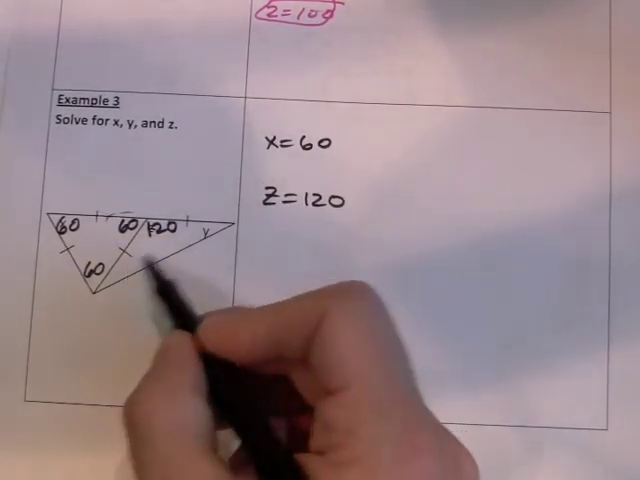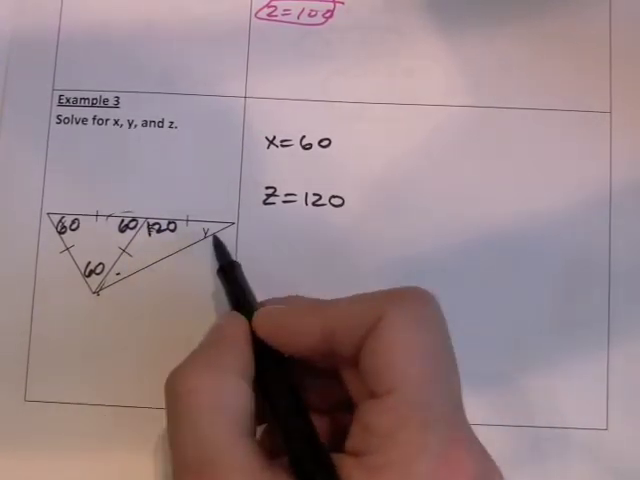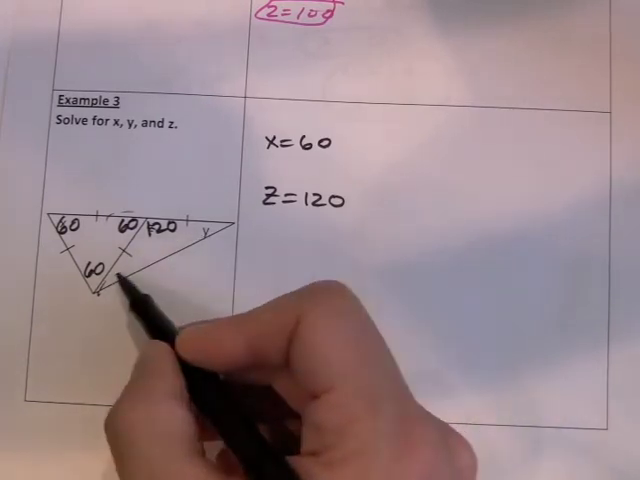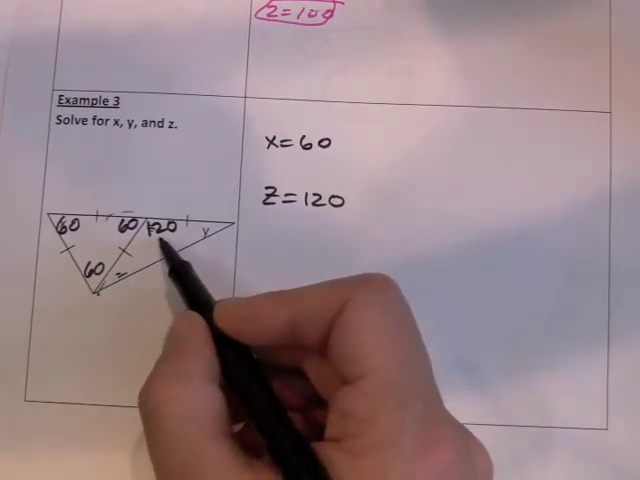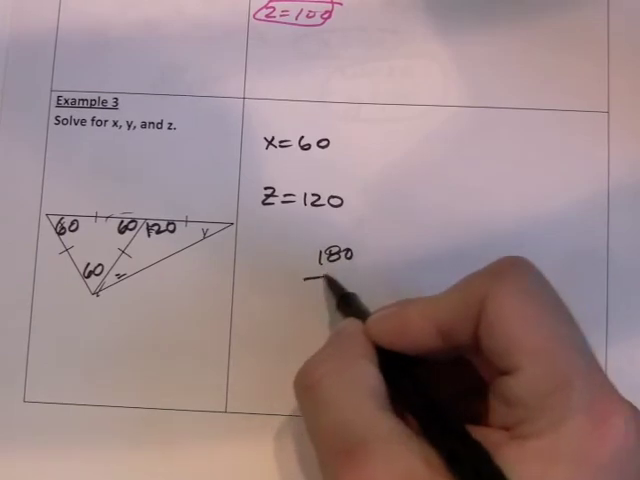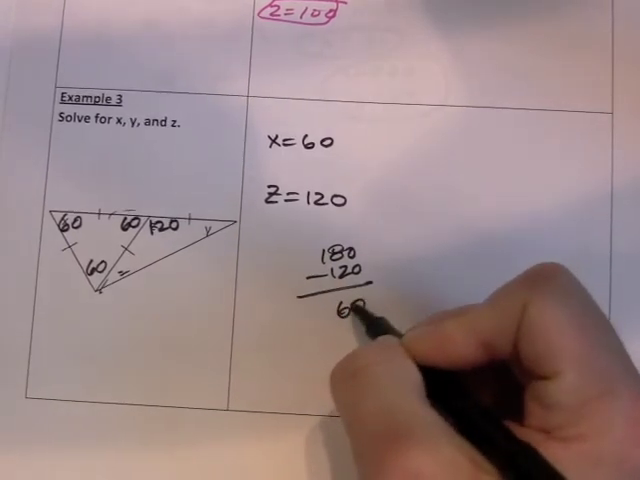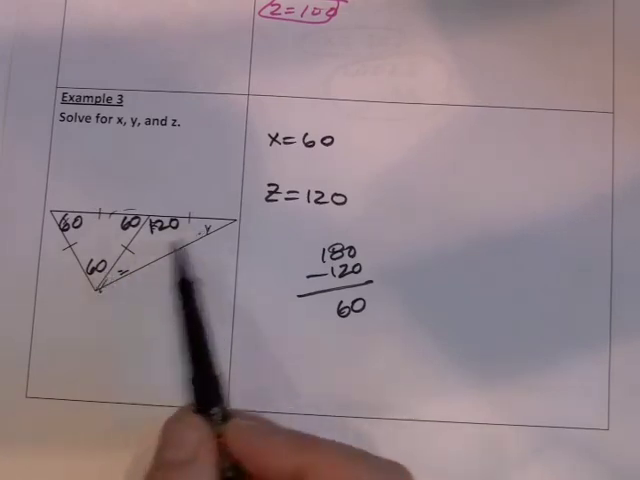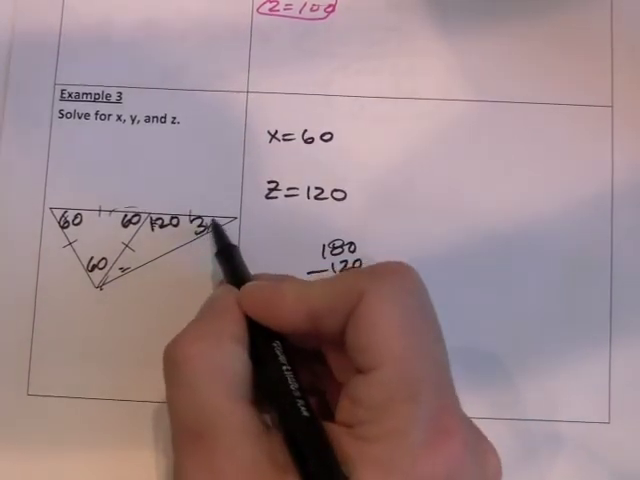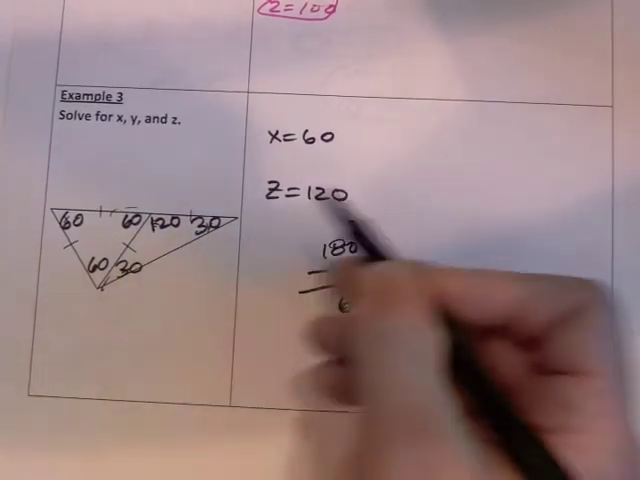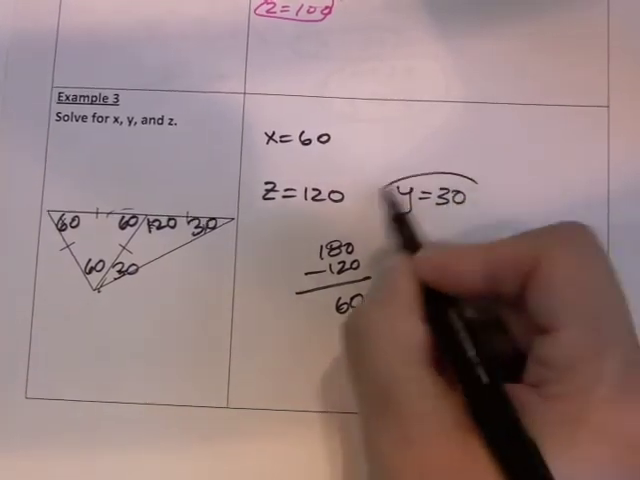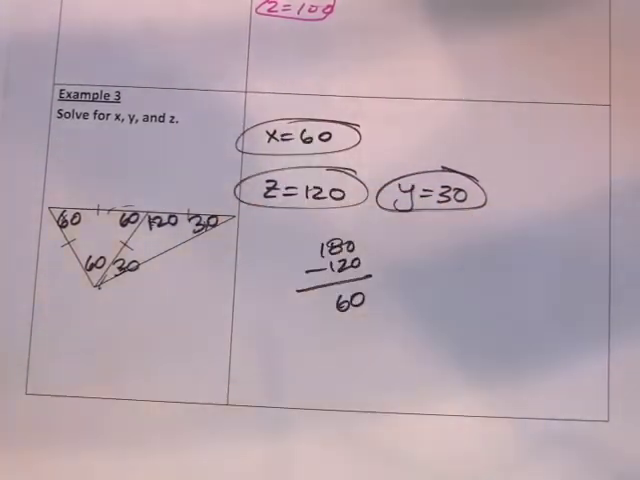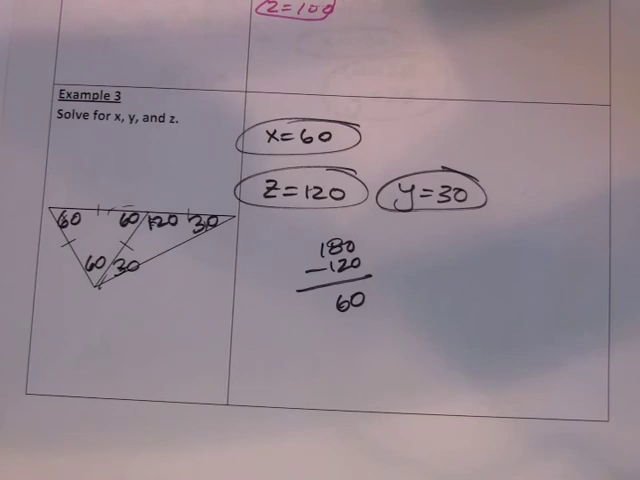And this is an isosceles triangle here. So these two base angles are going to be equal. So all I've got to do is take 180 minus 120, which gives me 60, and then divide it by 2, because these both have to be the same measure. So 60 divided by 2 is 30 and 30. So y is 30. And there are my answers. And that concludes today's lesson.